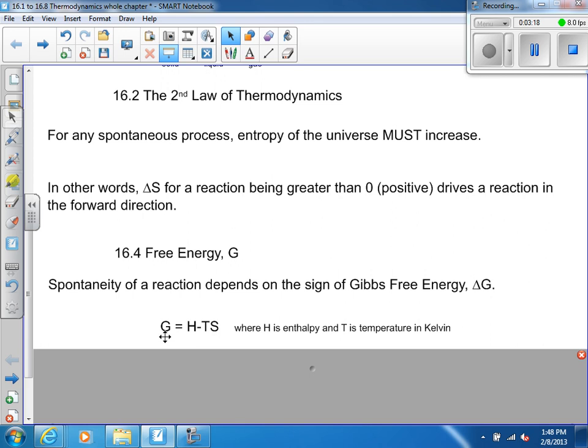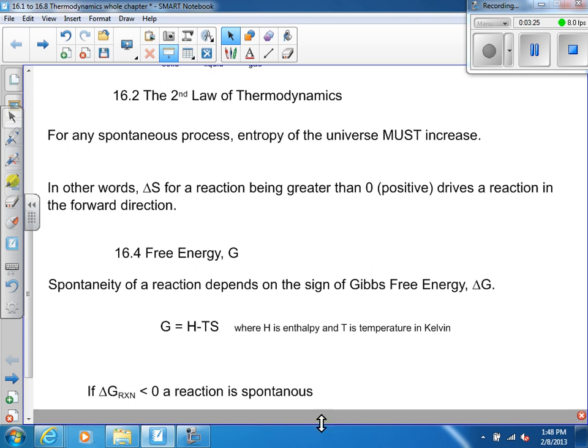Okay, we have the equation. Gibbs free energy is enthalpy minus temperature times entropy: G = H - TS. And we'll put deltas in there a little bit later.